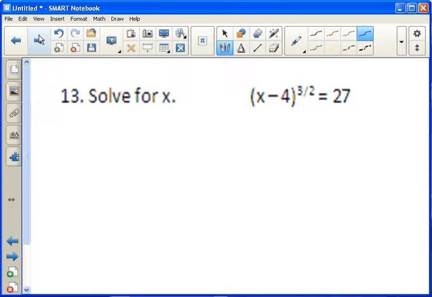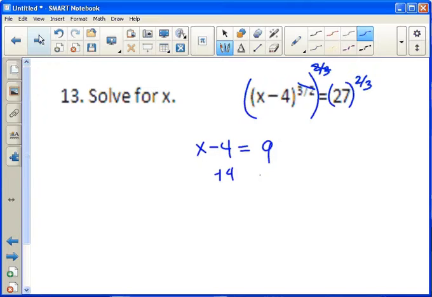13. Solve for x. We need to get rid of that 3/2 exponent. The way we do that is by raising both sides to the opposite or the reciprocal, which would be 2/3. So the 2/3 cancels out the 3/2, leaving just x minus 4. And you can plug 27 to the 2/3 in your calculator and you should get 9. So now we just add 4 to both sides and we get our final answer, which is 13.